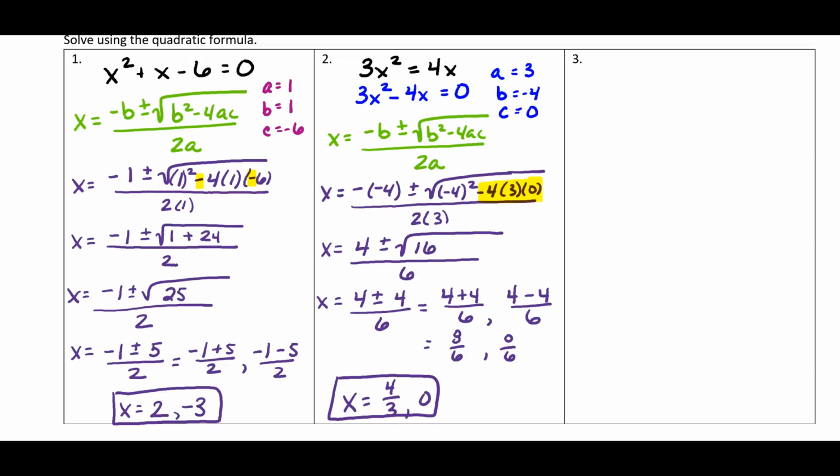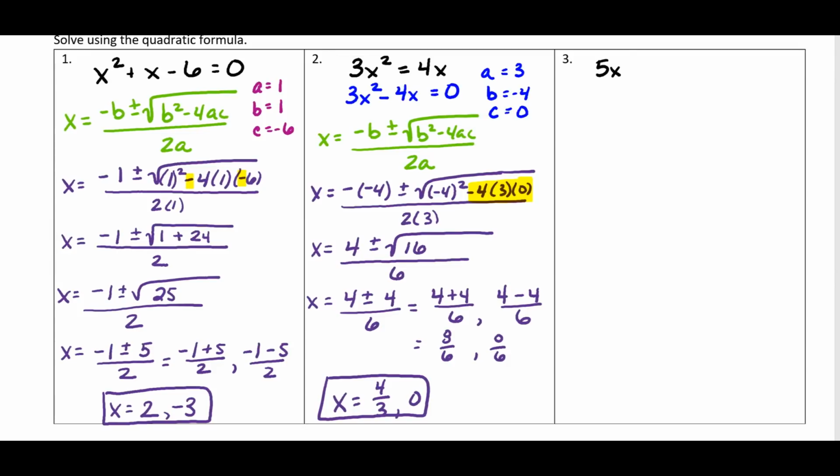So the last one I'm going to have you try on your own. Number 3 is going to be 5x squared plus 2 equals 0. So try this one on your own. When you're ready, turn the video back on.